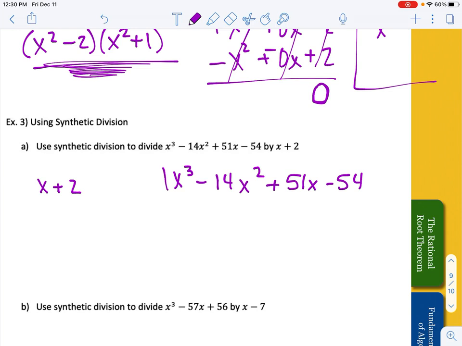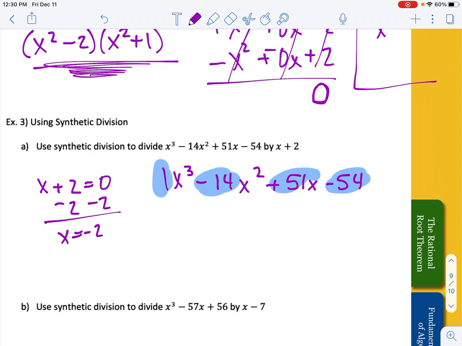Now when we set up synthetic division, we just separate the numbers that are out front of their letters from the letters themselves. So we pull out a 1, we pull out a negative 14, a 51, and a negative 54. We also solve this guy for 0, and we use the solution version.